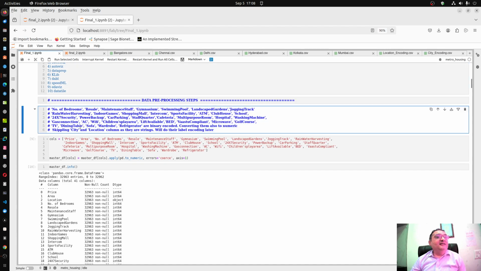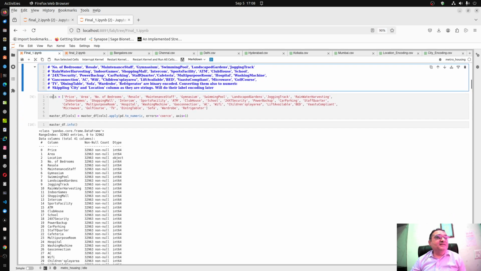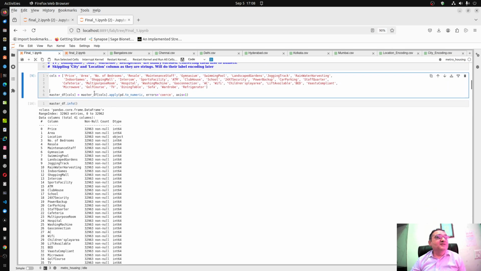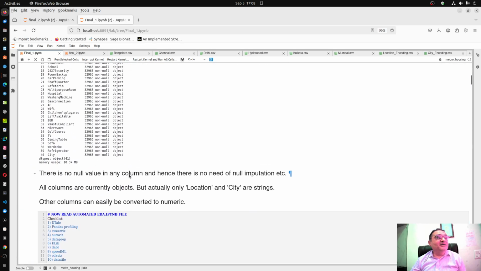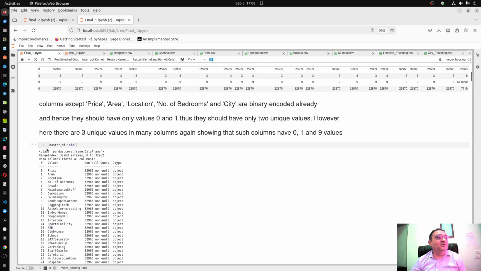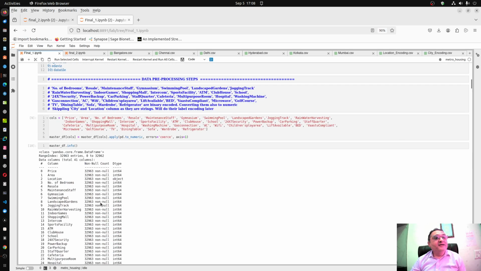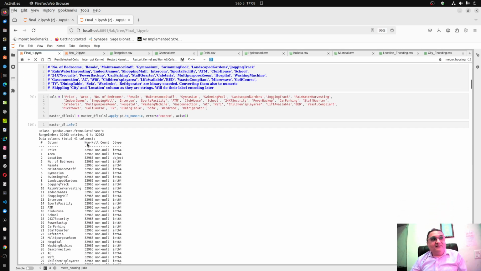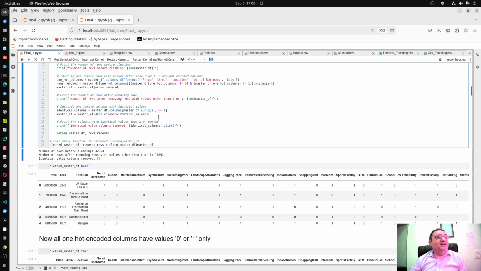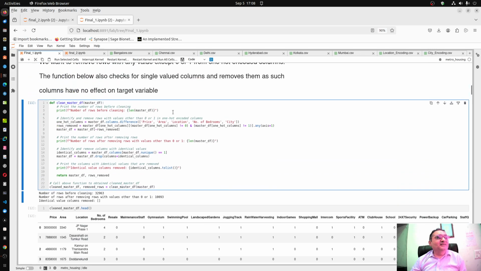Okay, then let us do some data pre-processing. So these are the columns which we wanted to convert into numeric columns, so we converted them. First we combined all data sets and made one master data frame. All six were stacked one above another. Then the master data frame had all cities, and then we cleaned it: some rows which were having that 9, and duplication.